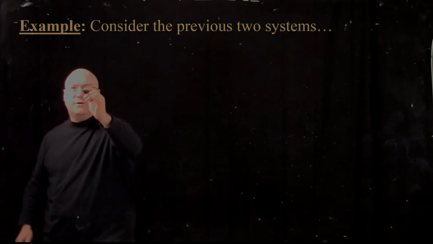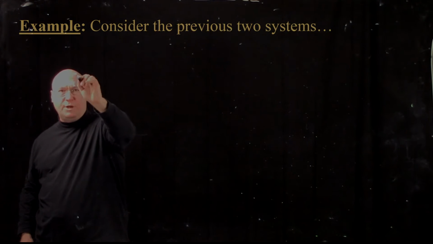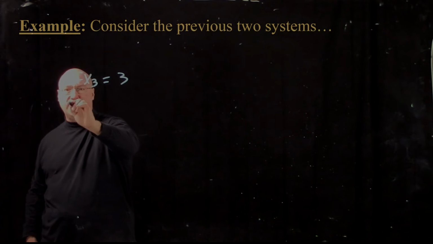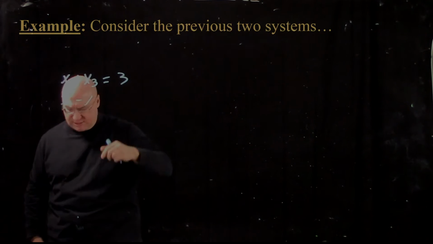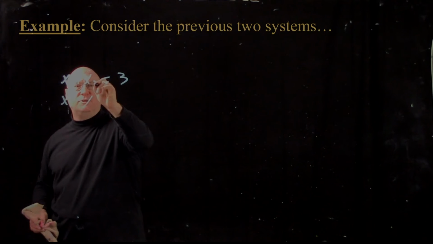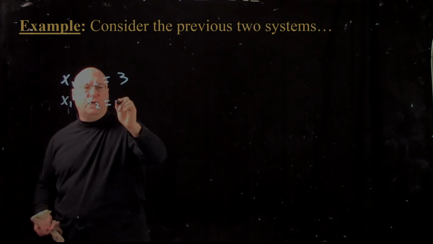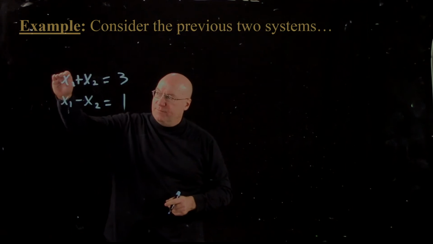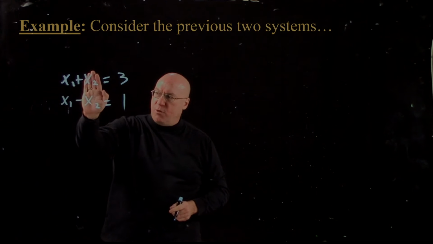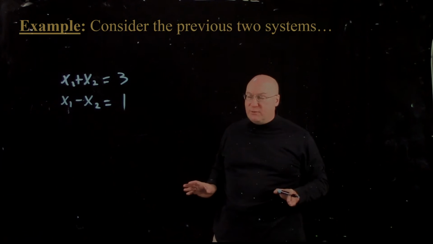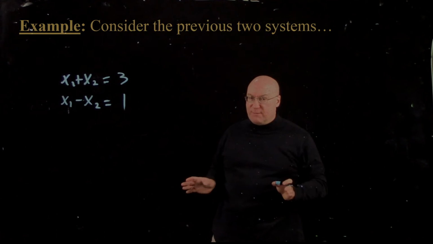The first one was x1 plus x2 equals 3, and then x1 minus x2 equals 1. And if you look at that, if I add that to that, those go away, and I just have an equation in x1. So that's a simple way to do it. But that's not the way I'm going to do it. I'm going to do it, like I said, in a very systematic way.